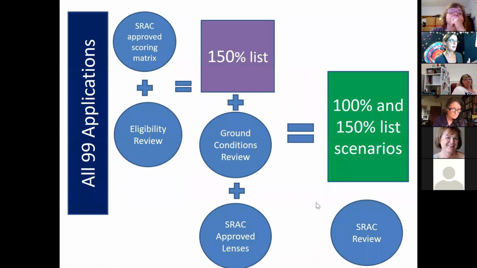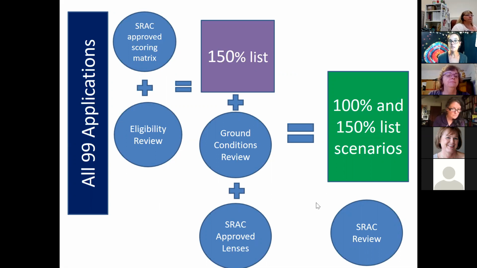So we've got all 99 applications. What happens next is we use the SRAC-approved scoring matrix and do an eligibility review of those 99 applications. That turns into our 150% list. So what that means is we have about $26 million to allocate. And so the 100% list would be where that $26 million cutoff line is. The 150% list is that 100% plus 50% more. So about $40 million is what will be our 150% list. So we can't fund all those projects, but those are the top scoring projects.